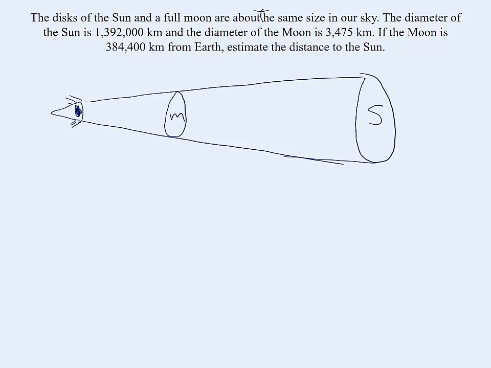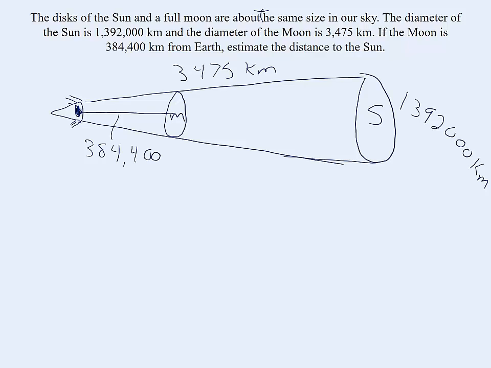All right, so let's see, what do we know? We know that the sun's diameter is 1,392,000 kilometers. We know the moon's diameter is 3,475 kilometers. We know that the moon is 384,400 kilometers from the Earth. The question is, how do we estimate the distance to the sun?